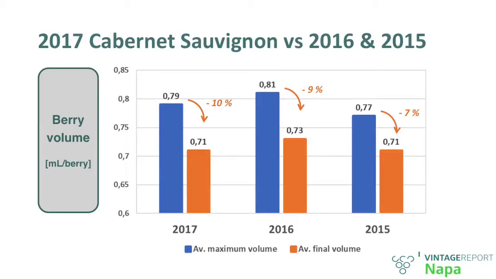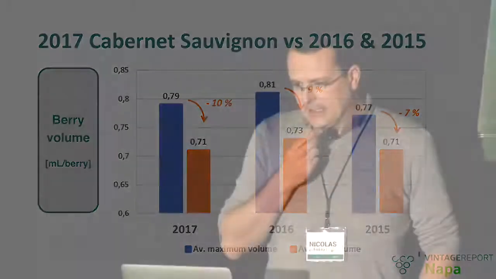It's very similar to 18 and to 16, 0.7 more or less. So it's small berries, but it's classical for the region and for the cab. In blue, it's the maximum volume. It's before the concentration and the loss of water. 0.8, it's very, very similar.